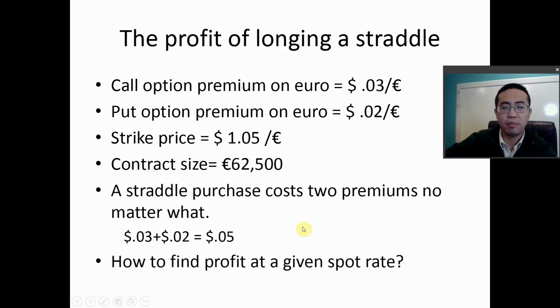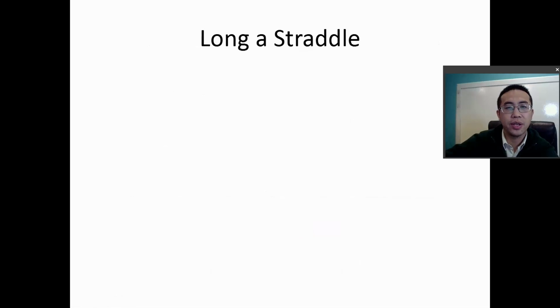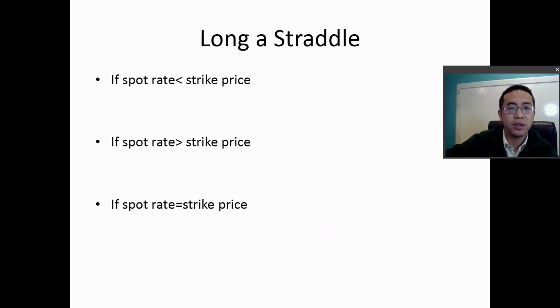And how do you find the profit at a given spot rate? To long the straddle, you have to consider three situations. One is the spot rate is less than the strike, another is greater than the strike, the third is equal to the strike. I have to say that when the spot rate is equal to the strike price, that's not break even. Break even happens when the profit is zero. But when the spot rate equals the strike price, you don't have a zero profit. Not in this case.